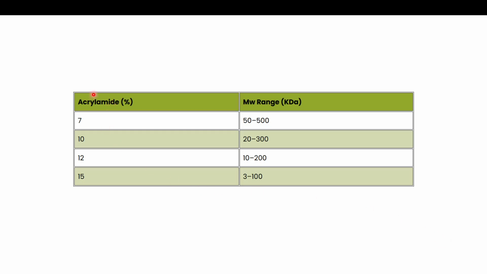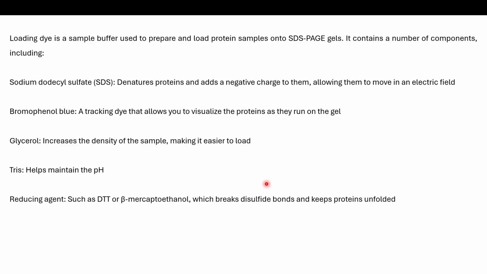Based on the percentage of acrylamide, if the percentage is lower, the pore sizes of the polyacrylamide gel are bigger, so we can run bigger molecules with higher molecular weights. Whereas if the percentage is higher, the pore sizes of the polyacrylamide gel are more tightly regulated, and the molecular weight can range from 3 to 100 kDa.